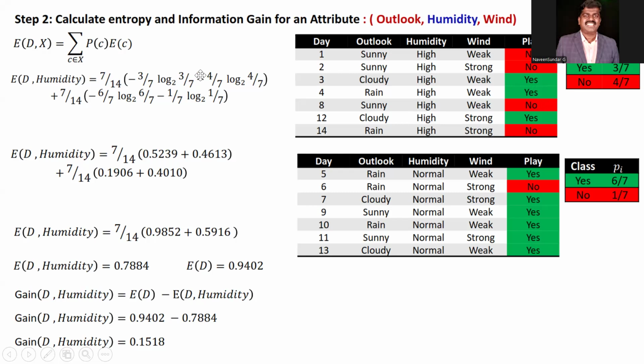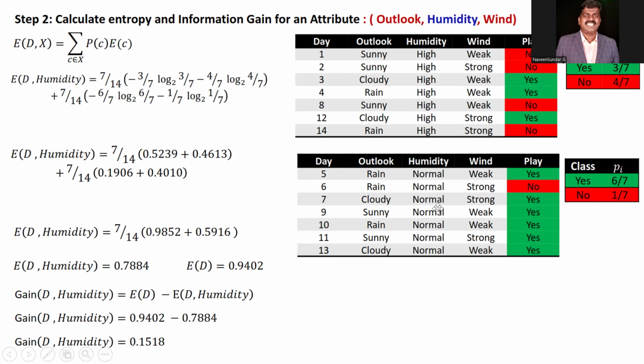So minus 3 by 7. Got my point? Minus 3 by 7. How many times does no occur? 4 times. So that's why we are putting minus 4 by 7, logarithm 4 by 7, minus 3 by 7, logarithm 3 by 7. Got it? So this is for the first, humidity high.